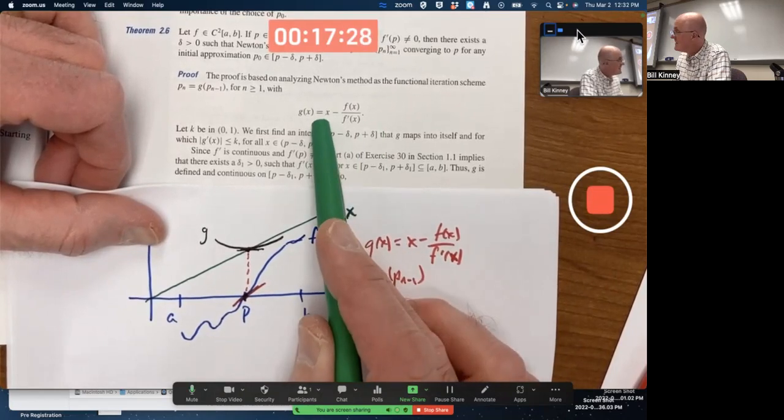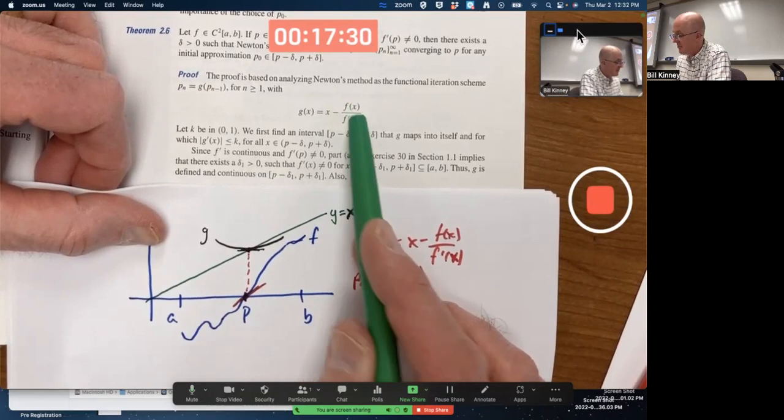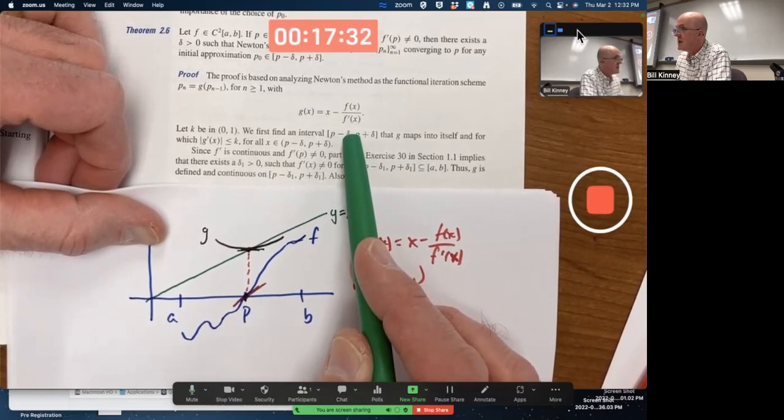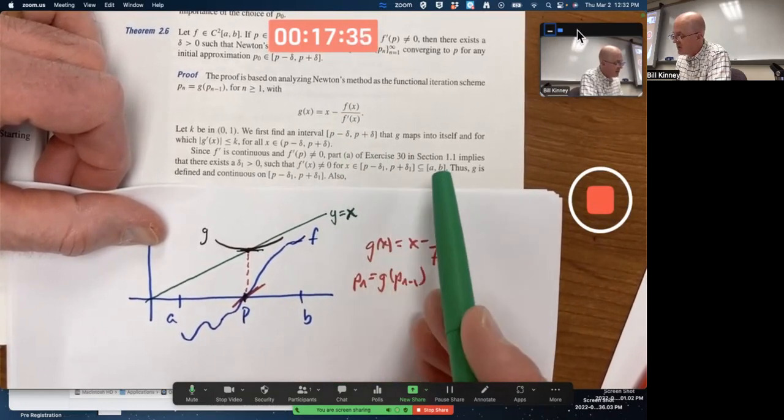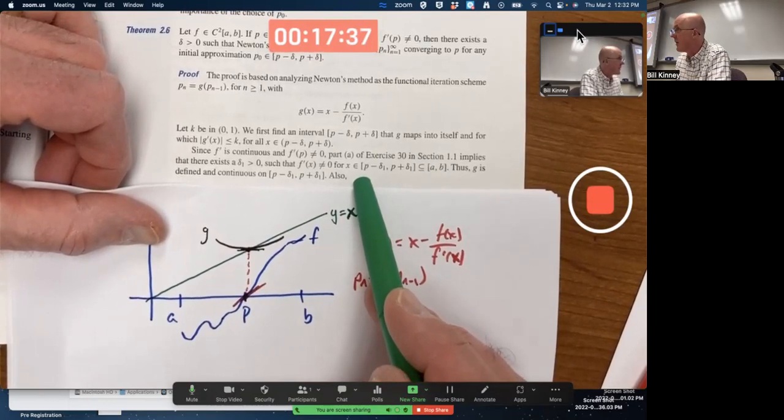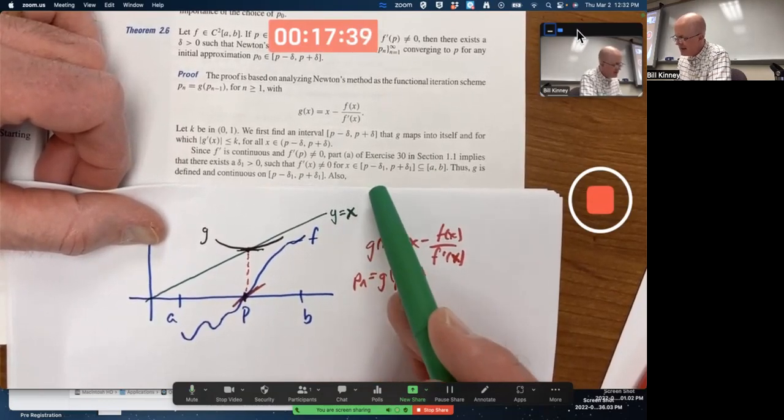x is continuous, f of x is continuous, f prime is continuous. G will be continuous as long as you don't divide by 0. So we're trying to avoid dividing by 0 here, that is the goal. But how do you know this works?